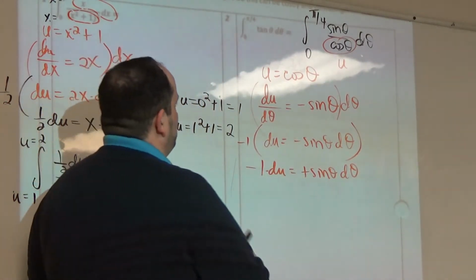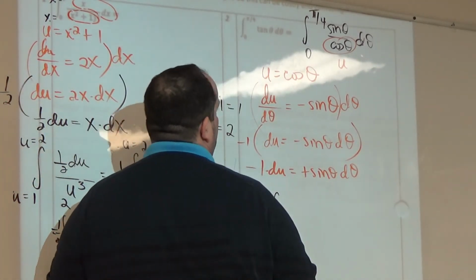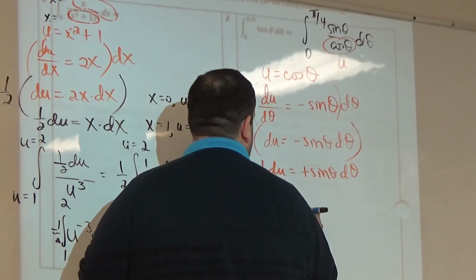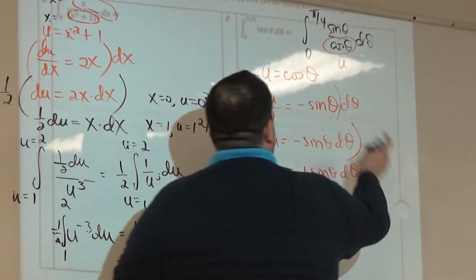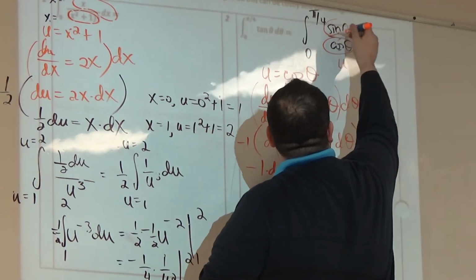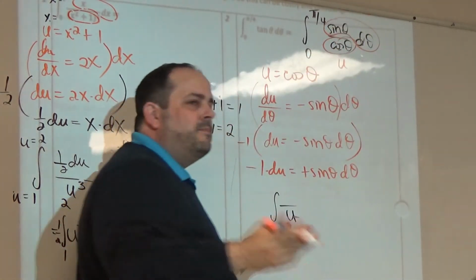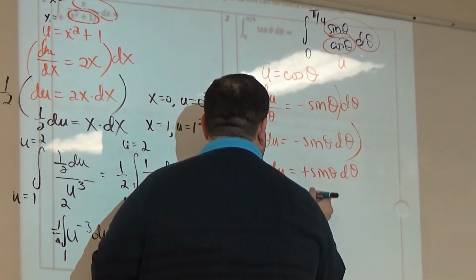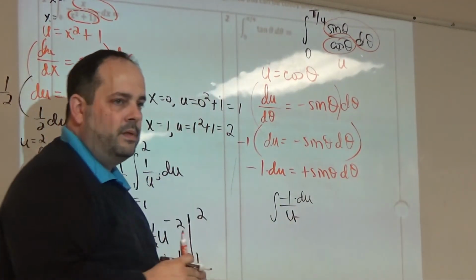Look at this new integral. I'm not going to write cosine theta anymore. I'm going to write u. I'm not going to write sine theta d theta anymore. I have a better way to write that. Negative du. It's -1 du.